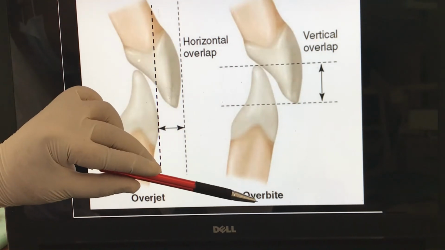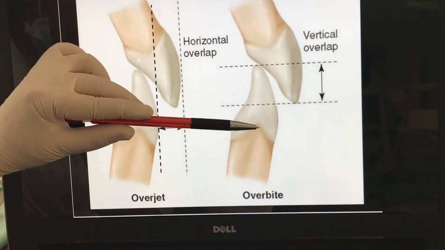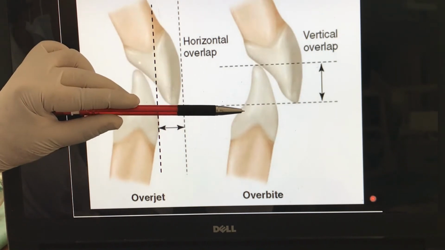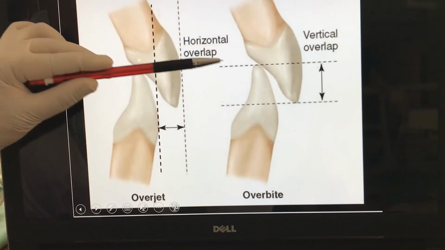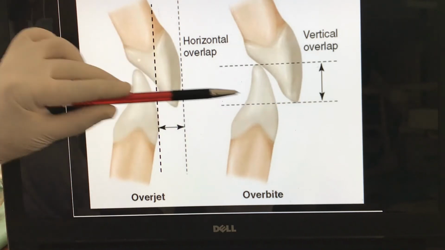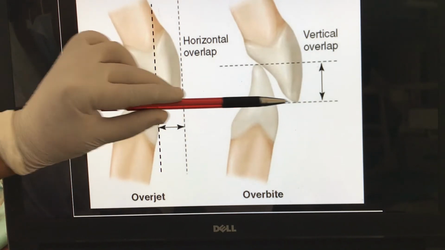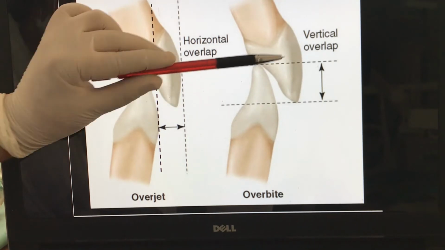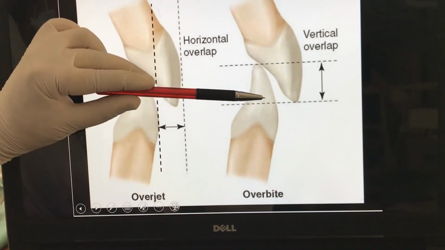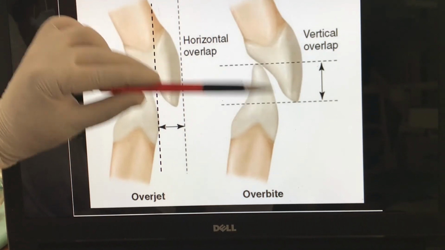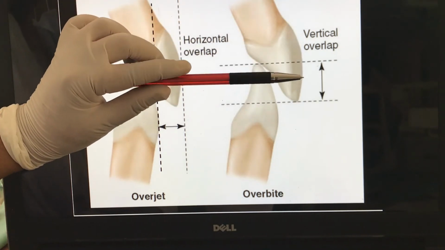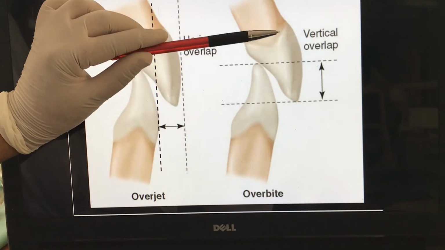Now what is overbite? Overbite is the vertical distance between the maxillary and mandibular teeth. So how do we measure it? We draw two lines here. One line will be at the incisal edge of the maxillary central incisor, another line will be at the incisal edge of the mandibular central incisor, and the distance between these two lines is the vertical overlap. The normal vertical overlap for class 1 teeth arrangement will be 0.5 to 1 mm.